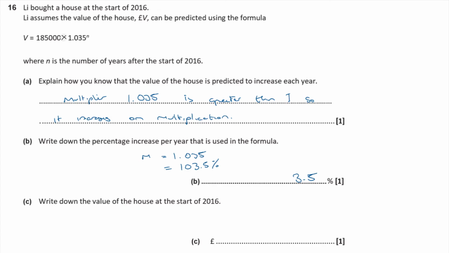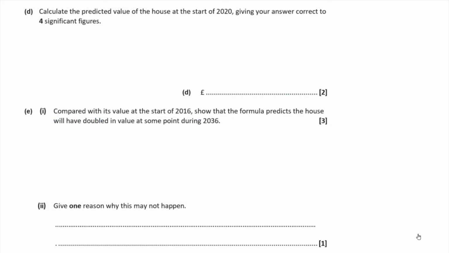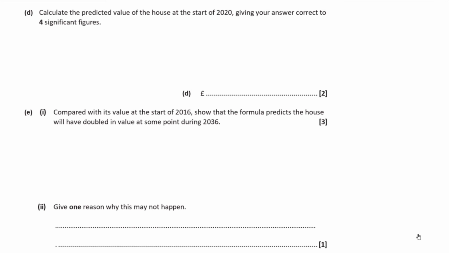Write down the value of the house at the start of 2016. Well, that's got to be this value here, then, isn't it? That's our starting price, which is 185,000 then. Okay. Part D, calculate the predicted value of the house at the start of 2020. Give your answer to 4 significant figures. So 2020 is 4 years after 2016, isn't it? So that is our value of n.